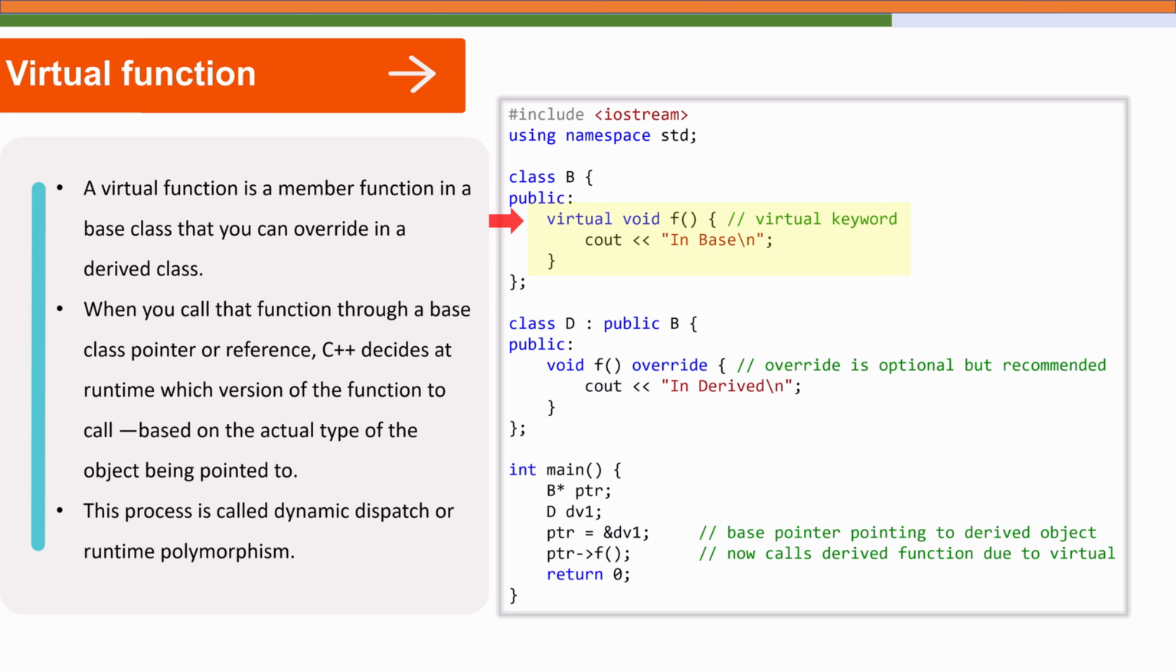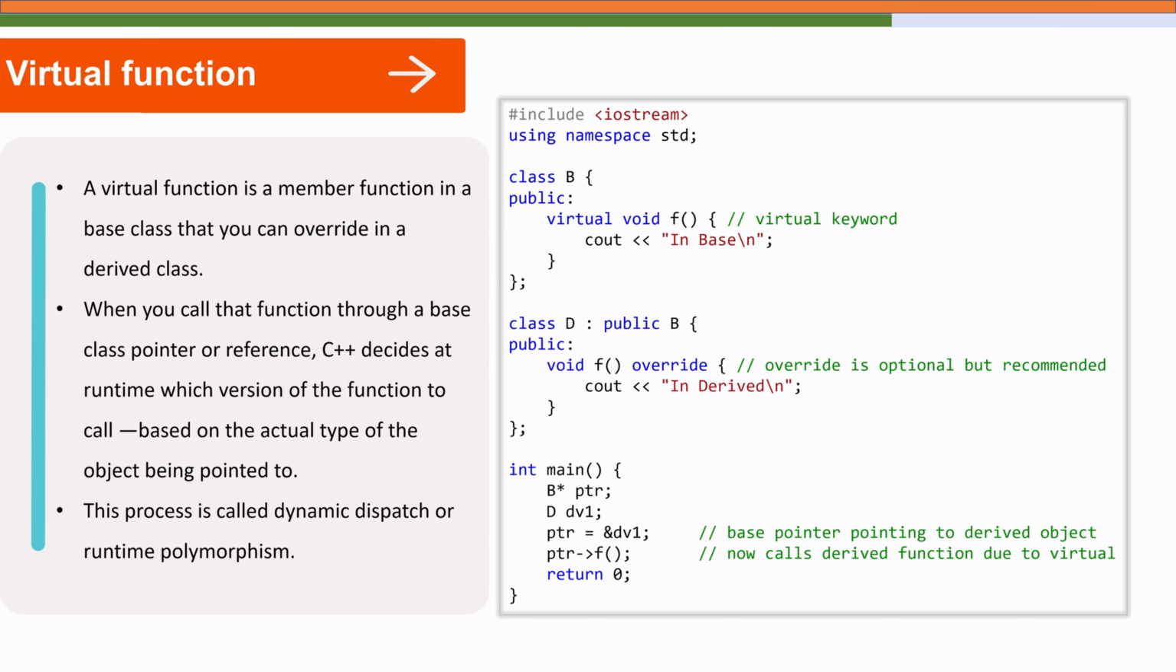Let's walk through this code line by line. In class B, we have declared the function f as virtual. This basically tells the compiler, do not decide at compile time which version of this function to call. Defer the decision until the runtime or execution time. Then the derived class D overrides this function with its own version of the f function.